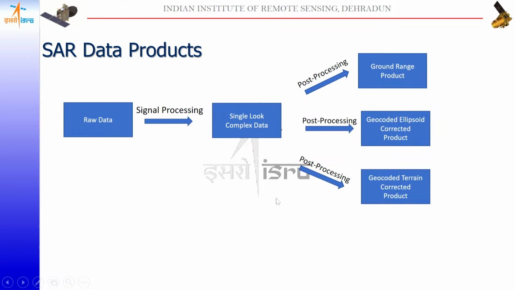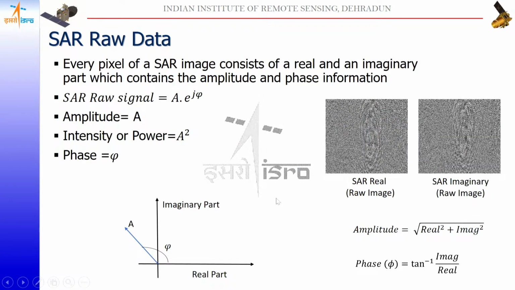Okay. So first we will see how the SAR raw data looks like. As I told you, SAR is a complex data. So in complex data, we have the real part and the imaginary part. So in SAR we have two bands. Normally in optical we have a red band, green band, blue band. In the same way, the SAR images are stored as bands. So we can have the real band and the imaginary band. So we have two images out of it.